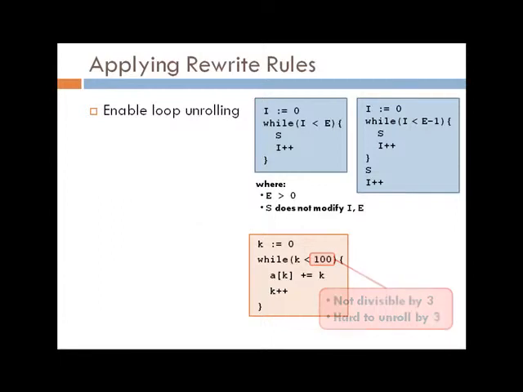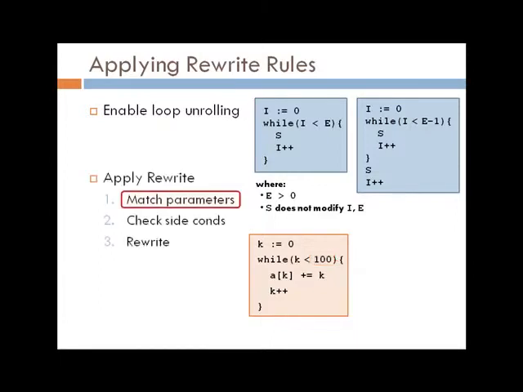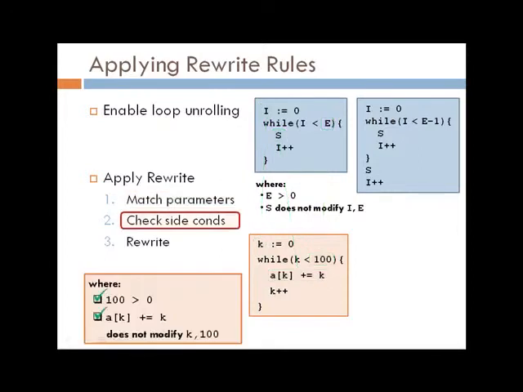We perform rewrites in 3 steps. First, we match the parameters to their corresponding parts in the concrete program. In this case, we match I to K, E to 100, and S to the array update. Second, we check the side conditions. In this case, they all hold. 100 is positive, and the array update doesn't modify K or 100.